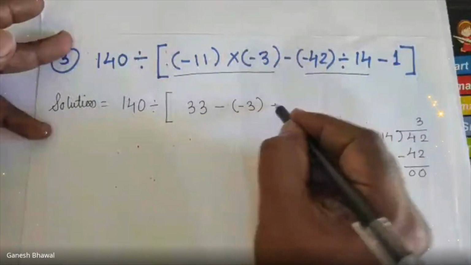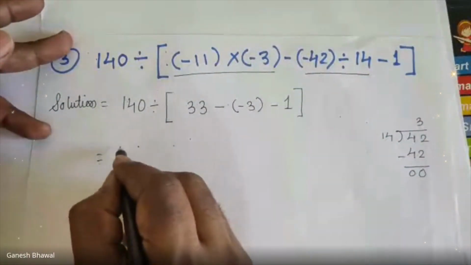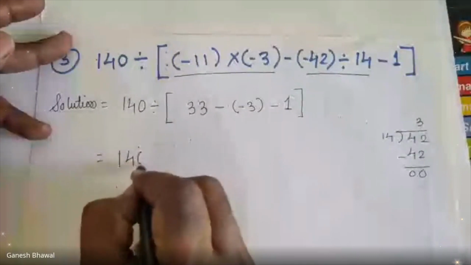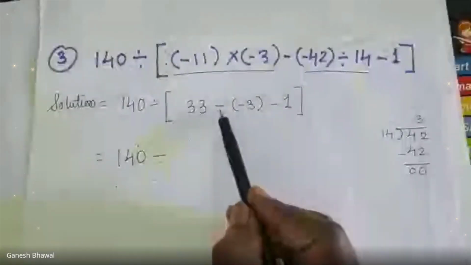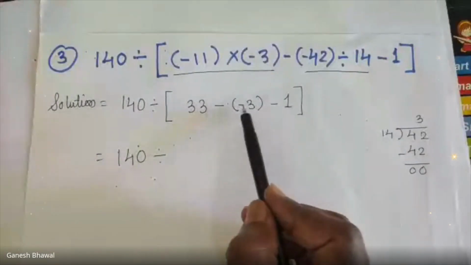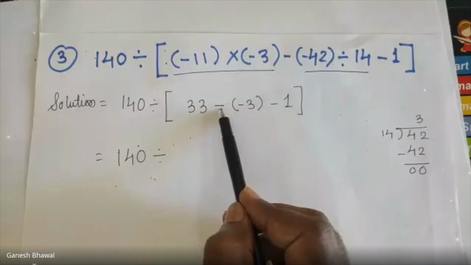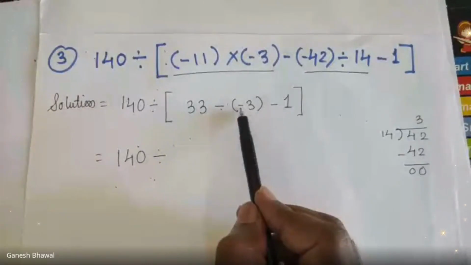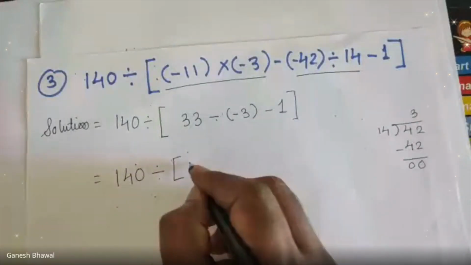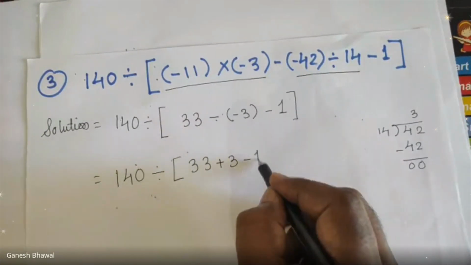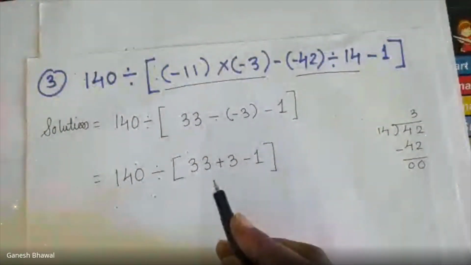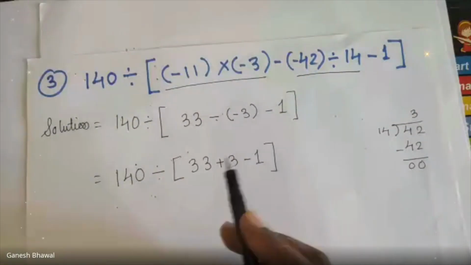Lastly minus 1. What is the next thing? 140 we will take as it is down again, divided by, here minus sign is there and here again negative 3. Negative into negative becomes positive. So 33 plus 3 minus 1. Now which operation do we have to do first? Okay, we will add these numbers.